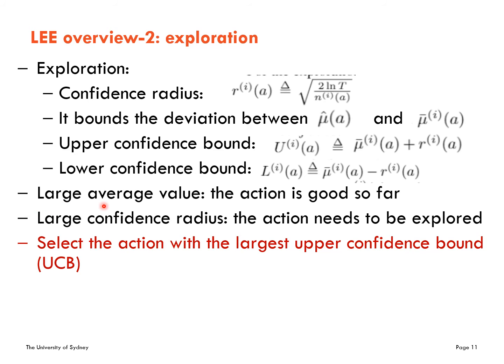So now let's see the trade-off between the exploration and the exploitation. The larger the average value is, the better the action is so far. That is exploitation. And the larger the confidence radius, the more the action needs to be explored, which is exploration. By combining these two together, we can balance the trade-off so that we can select the action with the largest upper confidence bound, which is UCB. UCB is defined here: U equals the observed average reward plus a confidence bound.